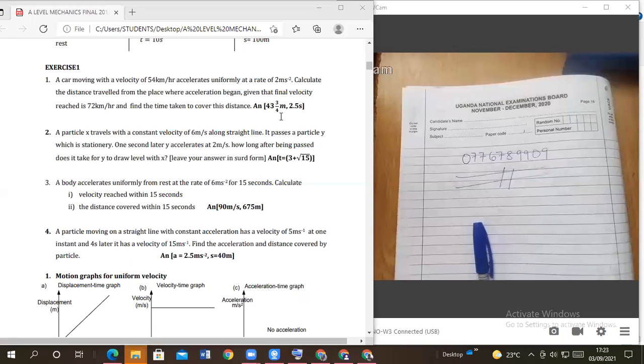Okay, if there are no questions, I believe you have finished copying the question, right? If you have not, then take the screenshot. Take the screenshot.